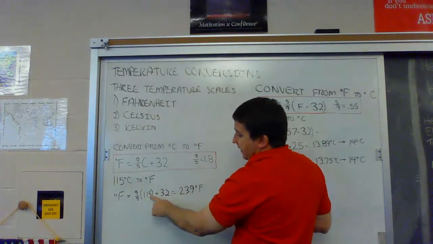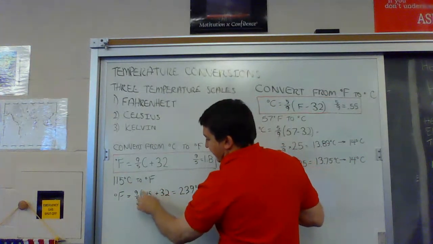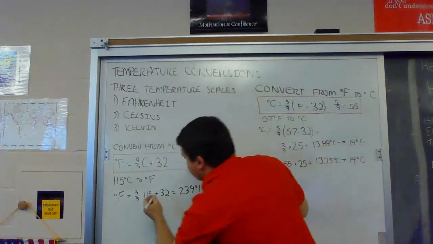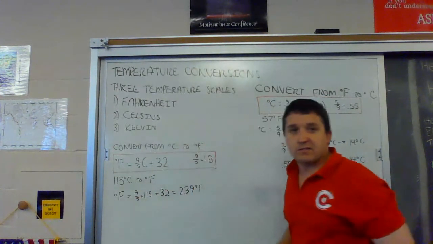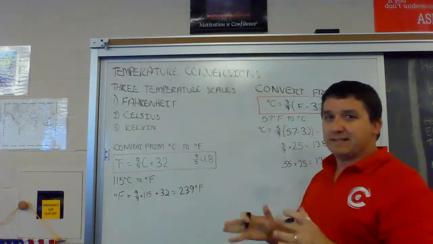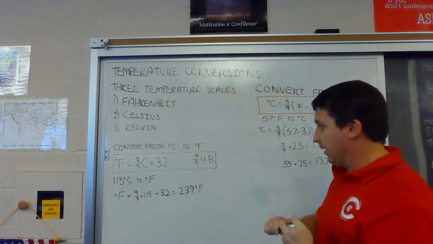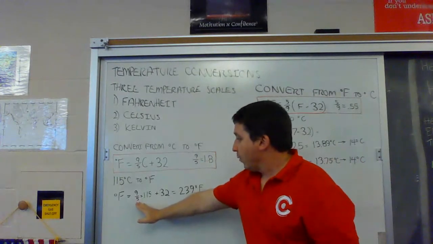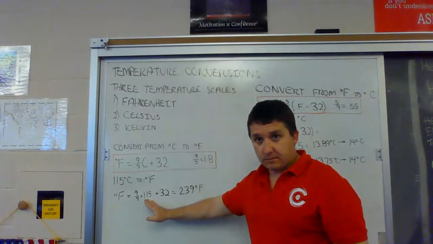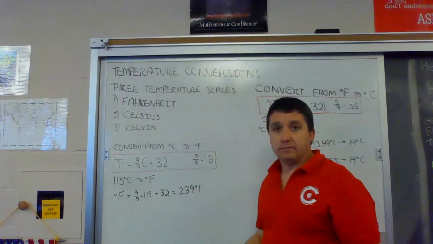Plug that in here. Now I use parentheses here, and I see that, and I'm thinking, I really shouldn't do that. I suggest put in a multiplication symbol. All right, so that way there's no confusion, because I don't want to get you confused. That's like the last thing I would want to do. So 9/5 times 115, get an answer, plus 32.